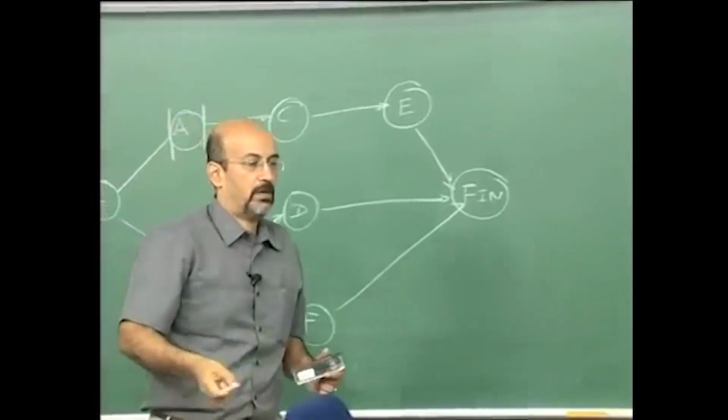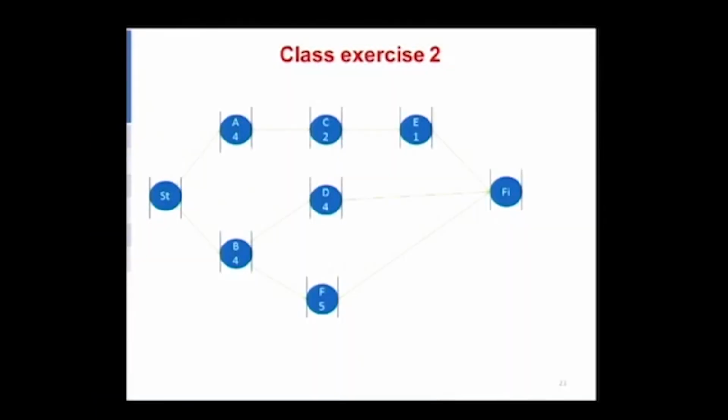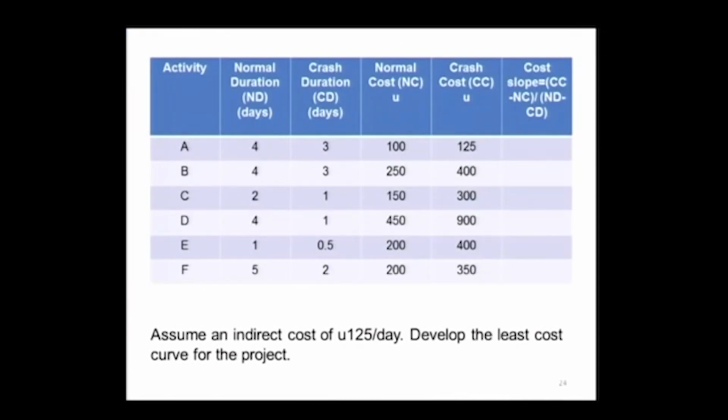Okay, so I am going to now give you this as an exercise. So here is the normal duration, the crash duration, normal cost, crash cost. You can assume an indirect cost of 125 per day. Okay, and first do the exercise for a few minutes and then we will solve it on the board.